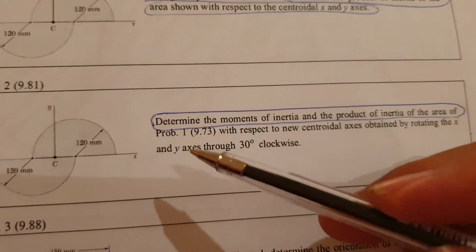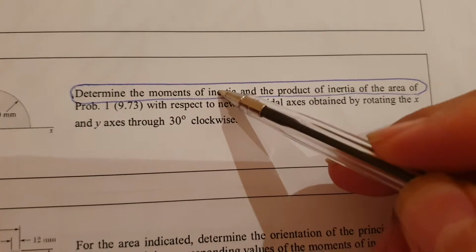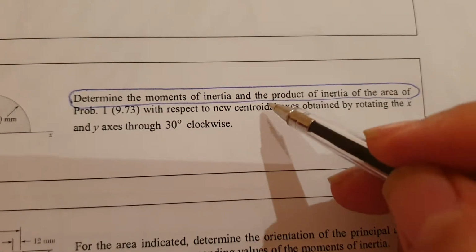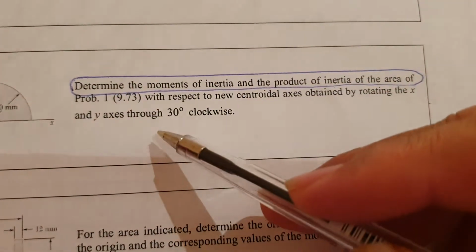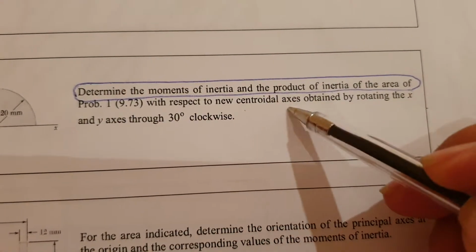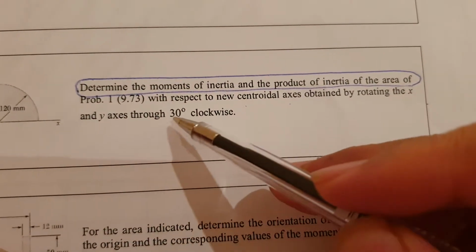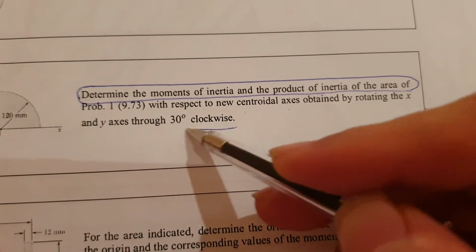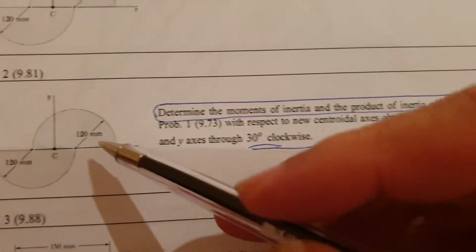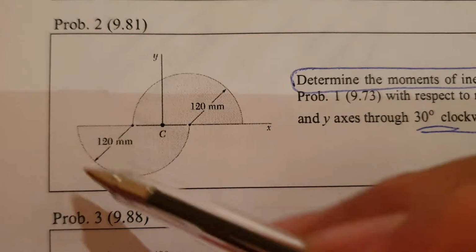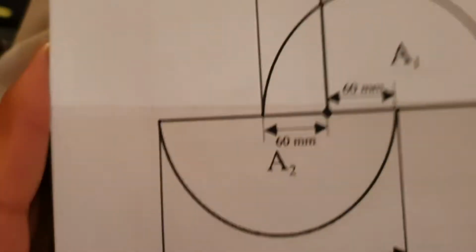Now let's look at this second problem of homework 14. Determine the moment of inertia and the product of inertia of the area of this problem, the same problem that we just did, with respect to the new centroidal axis obtained by rotating the x and y axis through 30 degrees clockwise. Nice. Moment of inertia and product of inertia. It's the same half a circle and it's 120 millimeter. So let's find the moment of inertia.